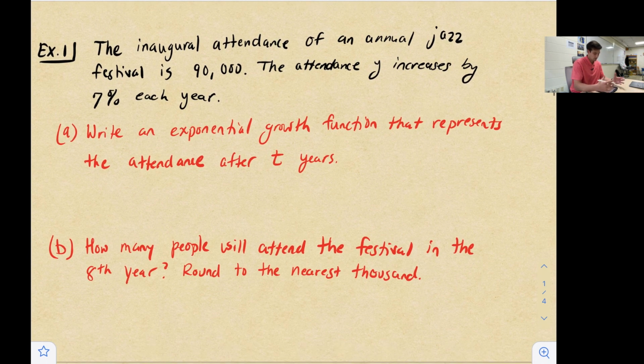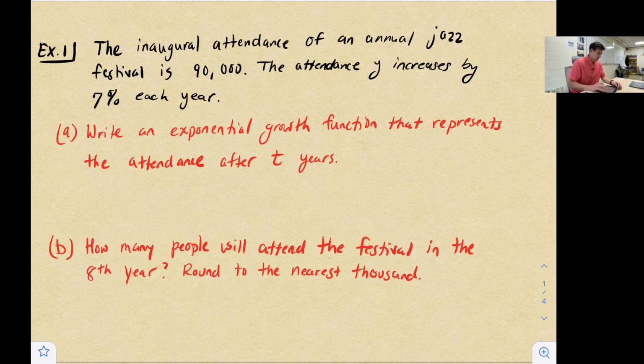Okay, so let's look at an example with exponential growth. It says the inaugural attendance of an annual jazz festival is 90,000. The attendance y increases by 7% each year. We want to write an exponential growth function that represents the attendance after t years, and then we want to see how many people will attend the festival in the 8th year, and we'll round that to the nearest 1,000.